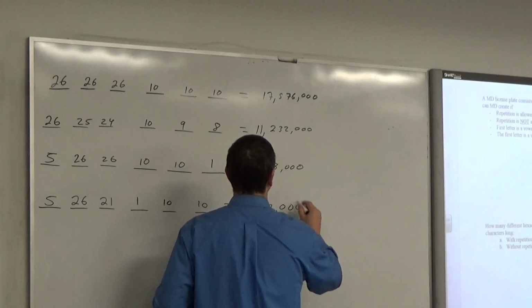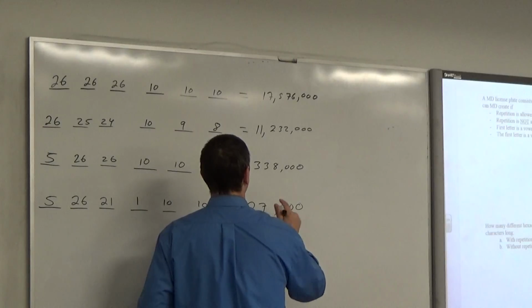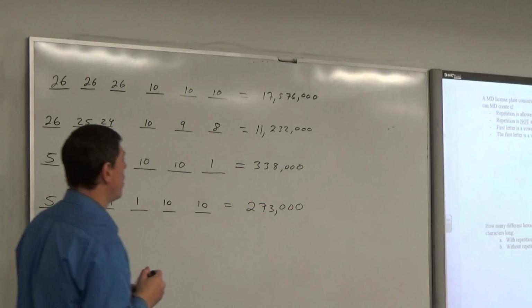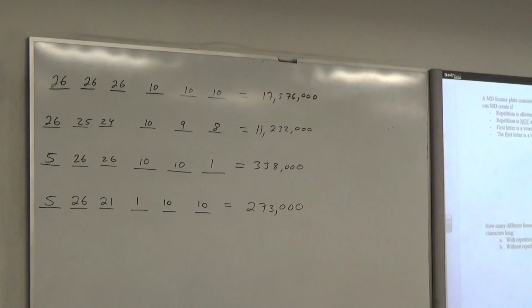Oh, 273,000, and then a bunch of zeros. Nothing extra. Thank you, ma'am. Okay. Easy enough, right guys?